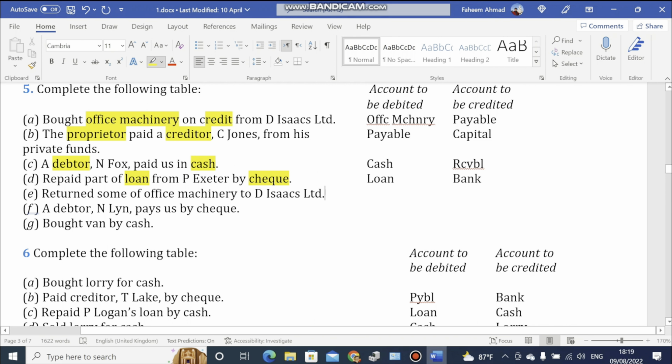Next we got return of some office machinery. Office machinery is an asset. It has gone out of business. Therefore, asset is decreasing. So I will credit office machinery.